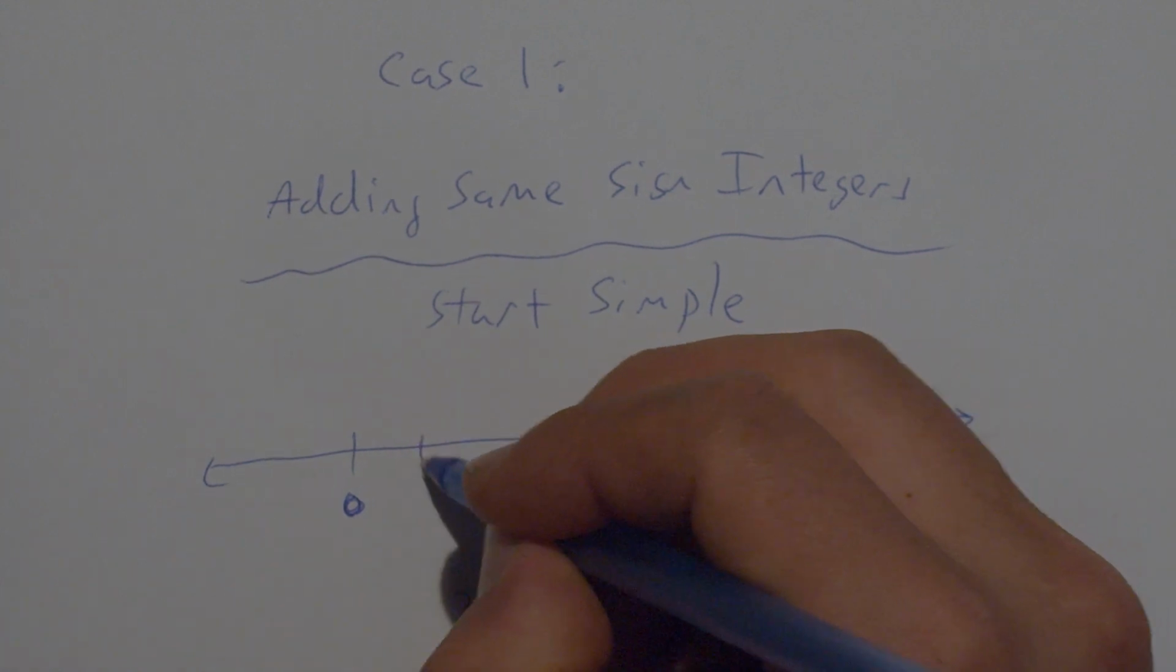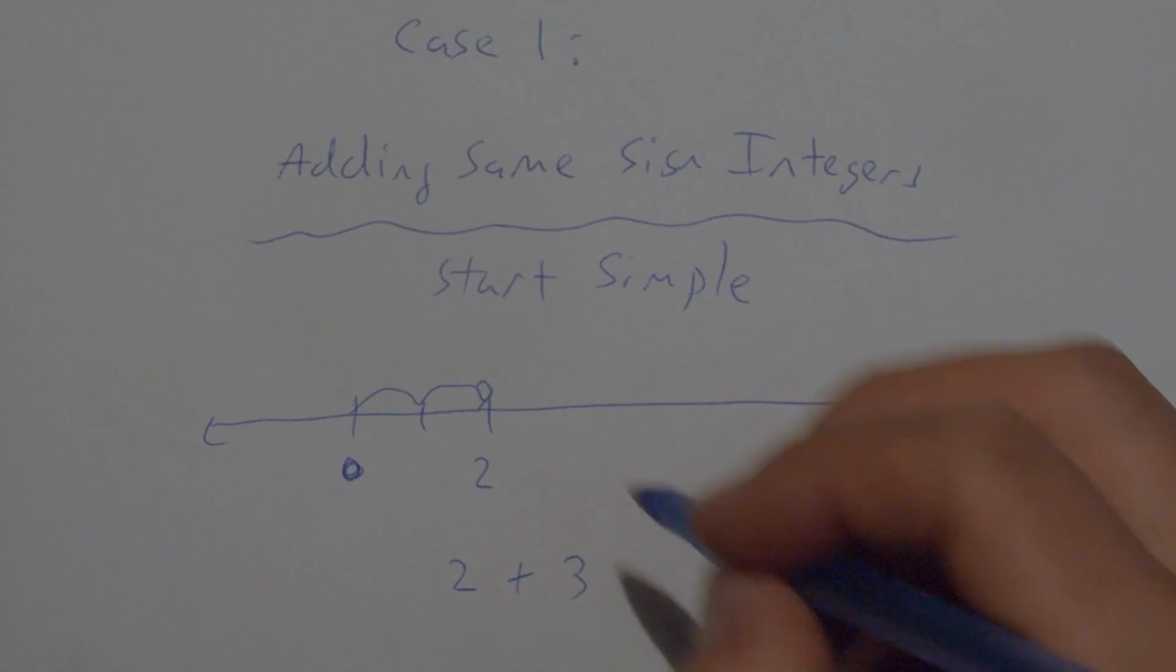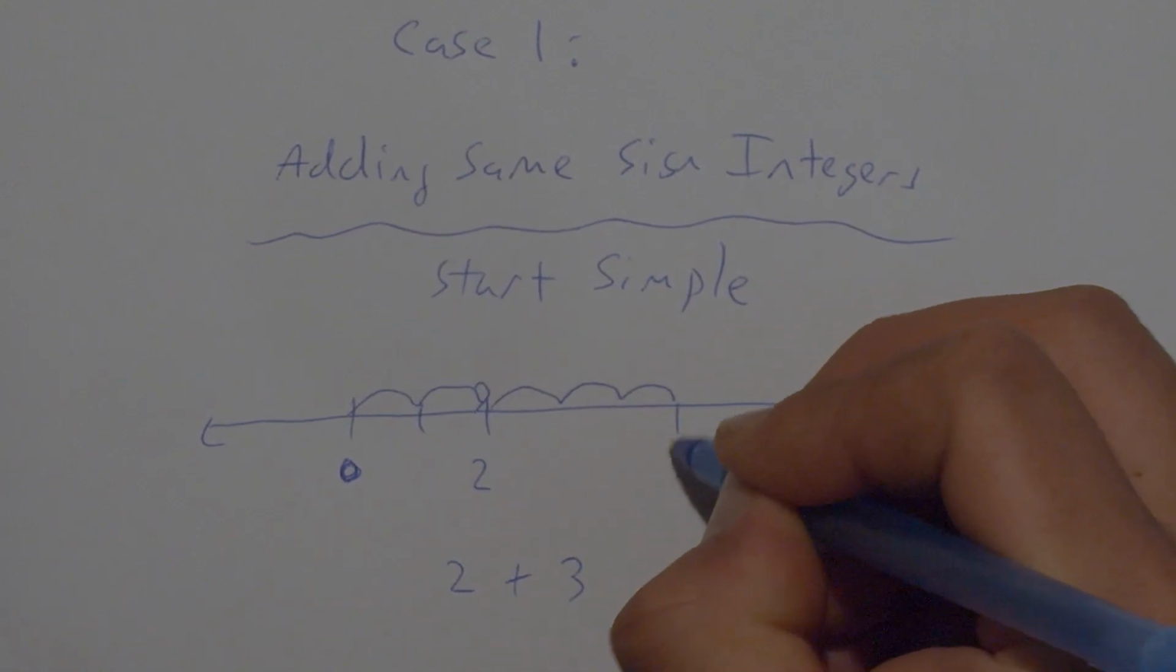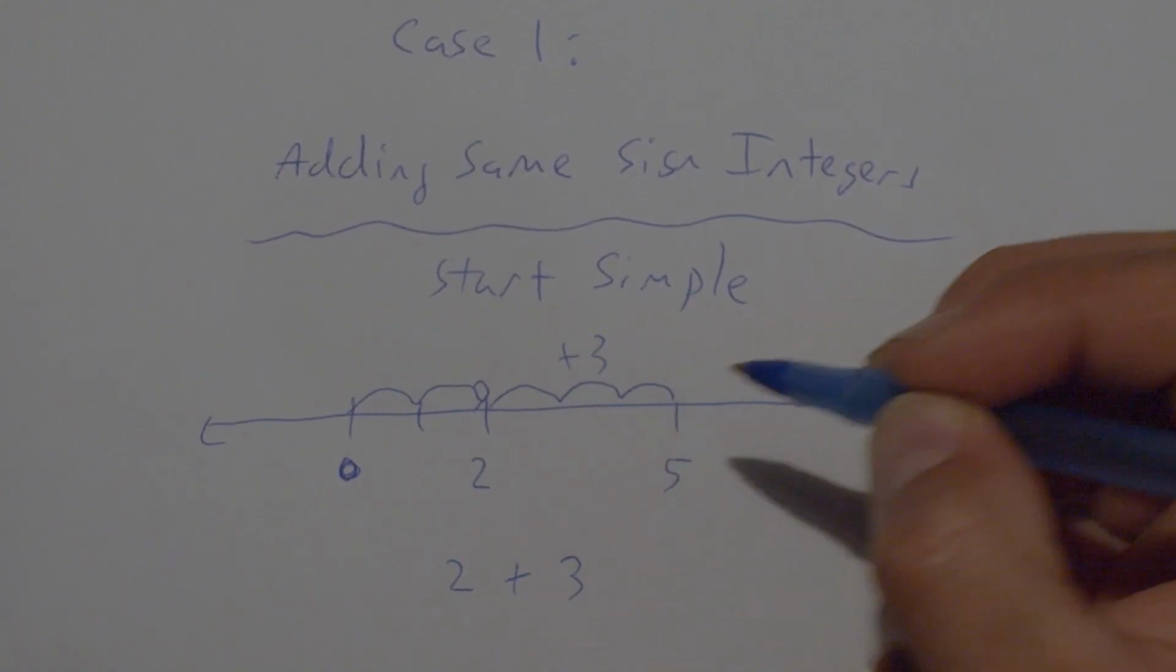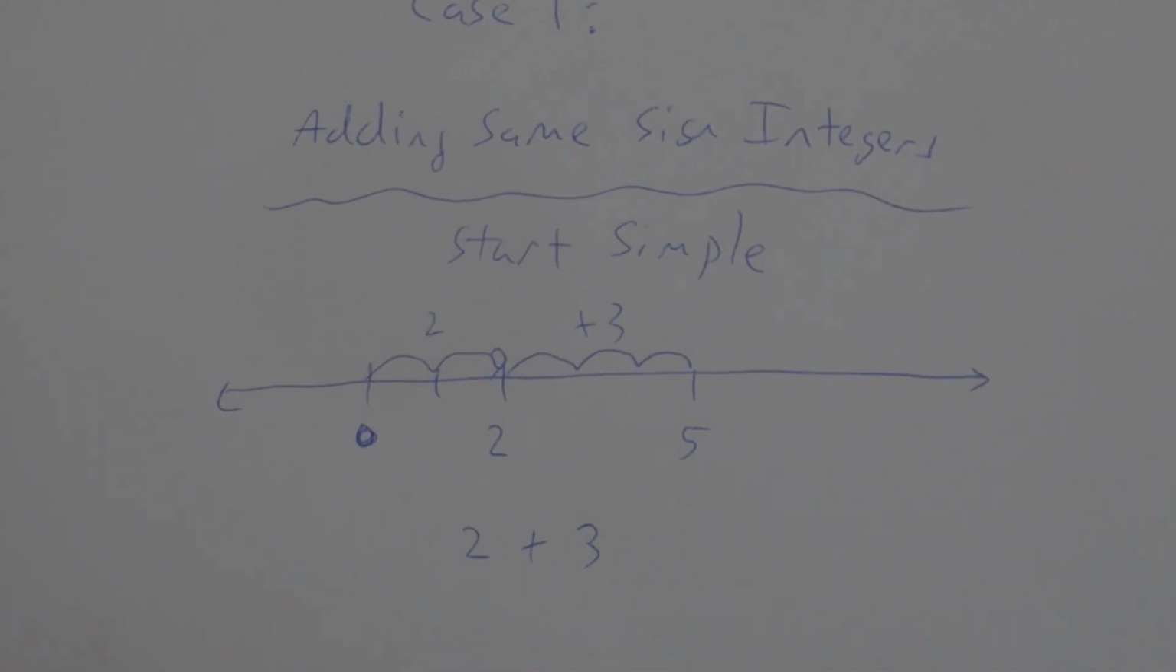So 2 is here, and then from there we're going to add 3, and it takes us to 5. So we started at 2, added 3, got us to 5. That's the way it looks on a number line.